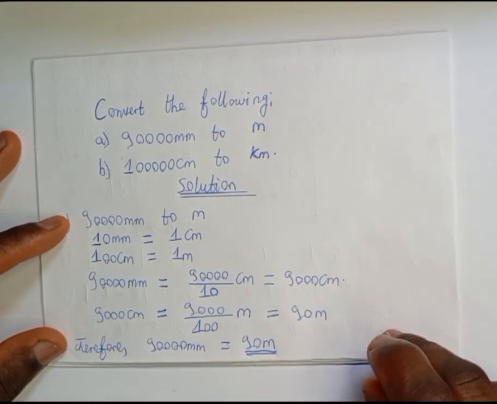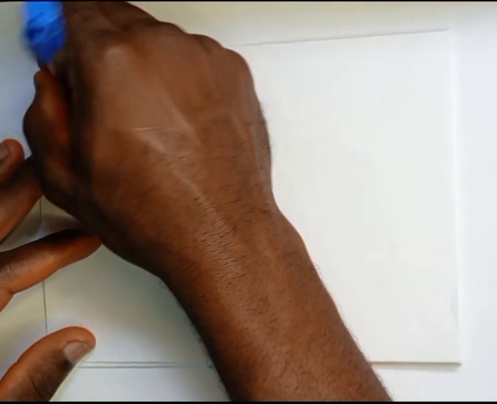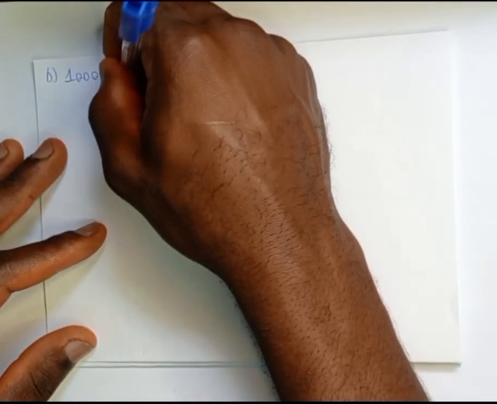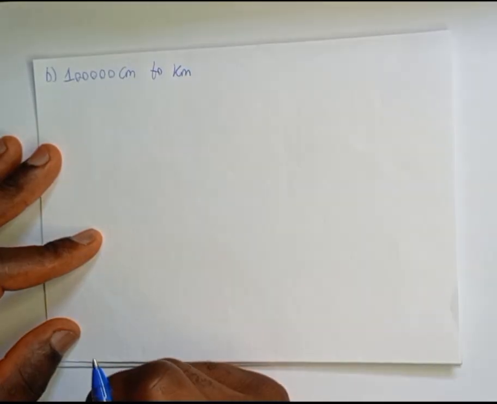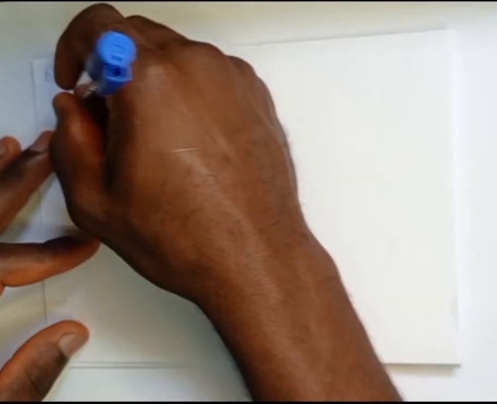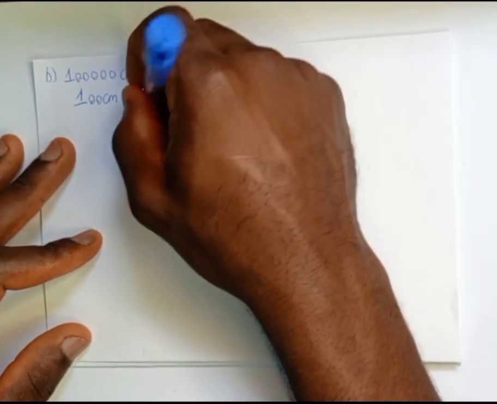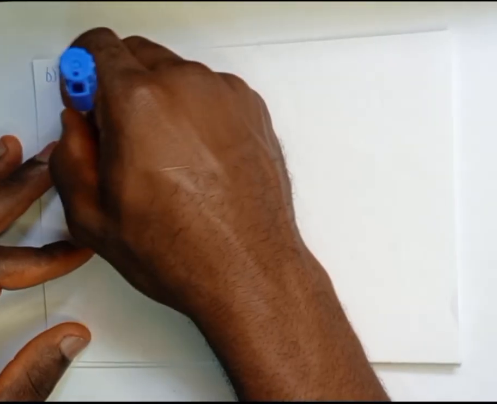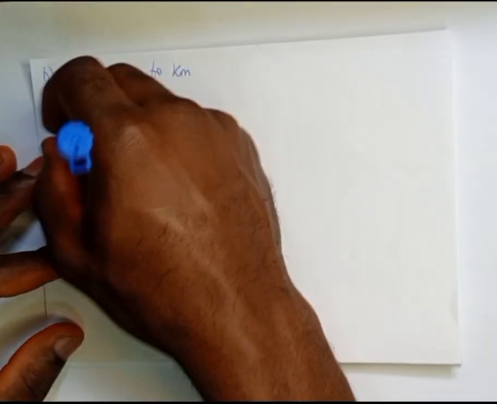We underline the result. We go now to question B. For B, we have to convert 100,000 centimeters to kilometers. First, we are going to convert the 100,000 centimeters to meters, and then we convert the result to kilometers. We know 100 centimeters is equal to 1 meter, and 1,000 meters is equal to 1 kilometer.